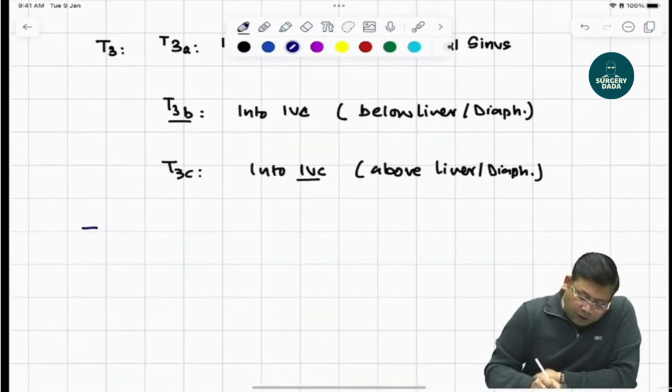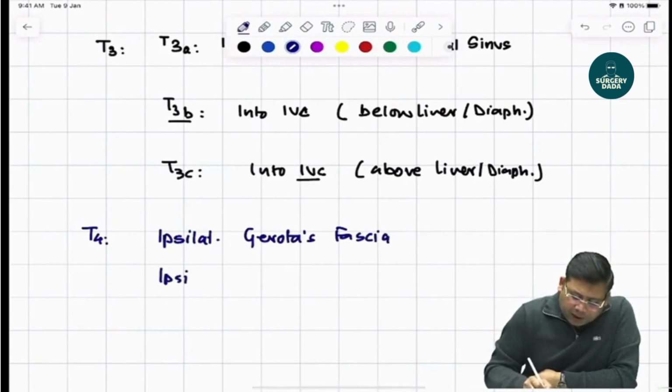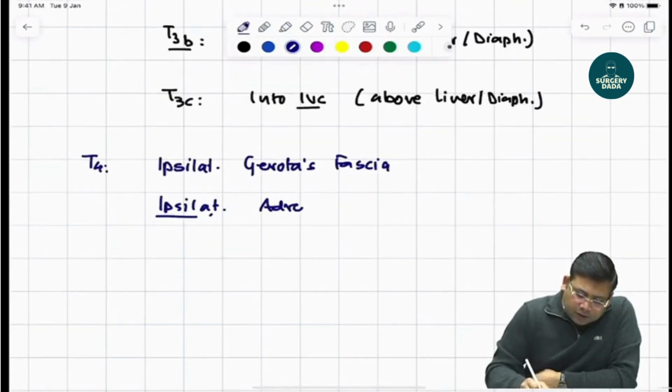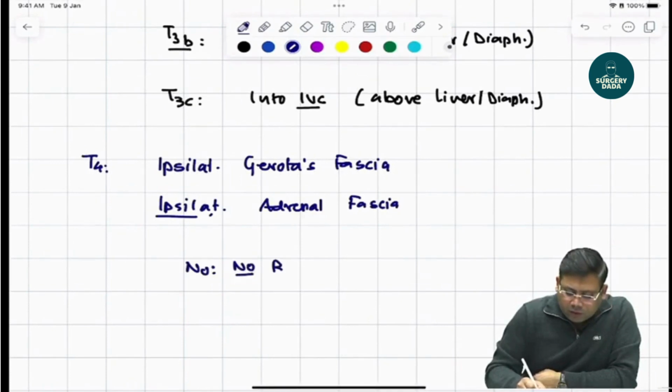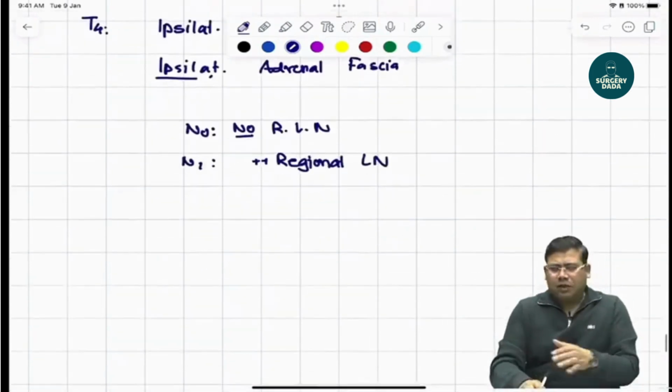When we talk about T4, what is that T4? It is into the ipsilateral Gerota's fascia. This is one thing. So ipsilateral Gerota's fascia or ipsilateral, we have what, students? The adrenal glands. So this is what is important. Next, when we talk about the N, either there are no regional lymph nodes, or students, N1 is positive regional or para-aortic lymph nodes. This is very easy.